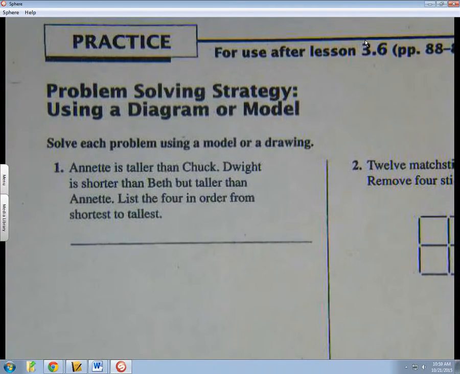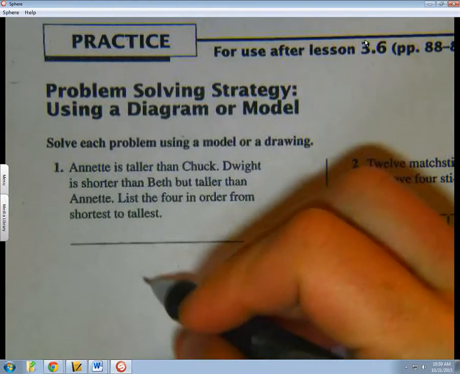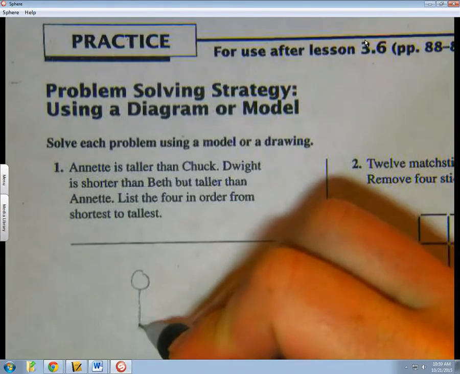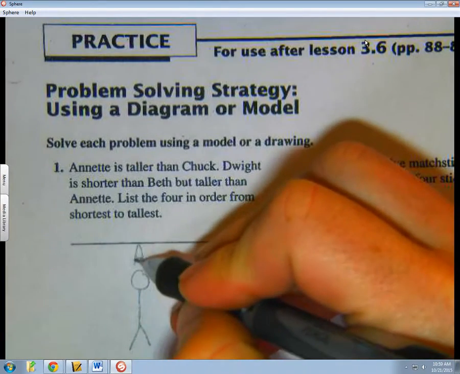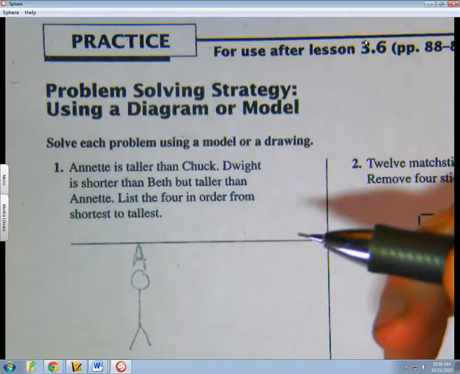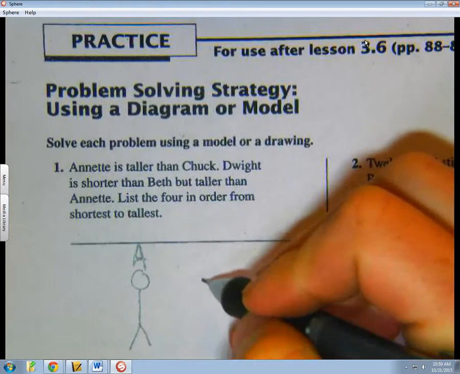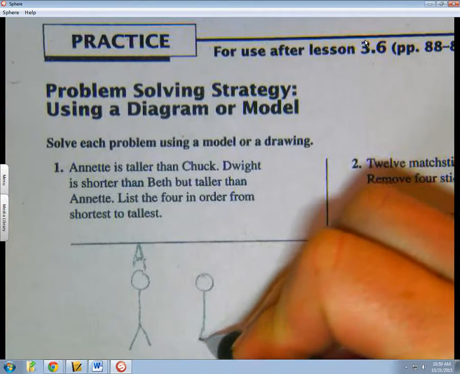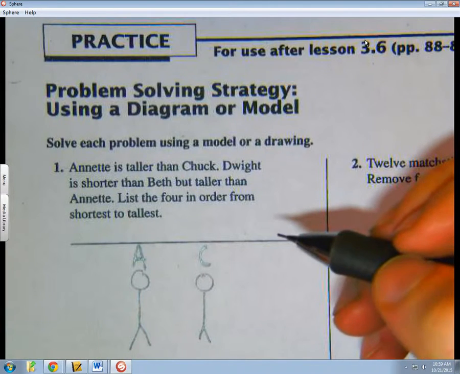So I'm going to start with the first one. Annette is taller than Chuck. So here and here, and then I'm very much into saving energy, so I'm going to say Annette is A and she is taller than Chuck, and I'm going to put Chuck right here. Okay, so Annette is taller than Chuck.